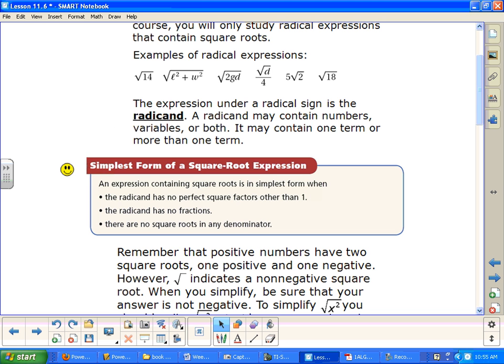What we're going to be spending our time looking at is trying to find the simplest form of radical expressions. An expression containing square roots is in simplest form when the radicand has no perfect square factors other than 1. In other words, none of the squares are factors in there. The radicand has no fractions. So you can't have the square root of d over 4, for instance. That's not in simplest form. And there are no square roots in the denominator. So you have to simplify all of those situations.